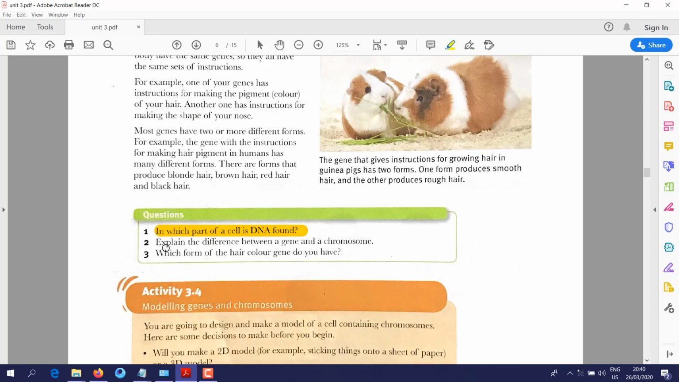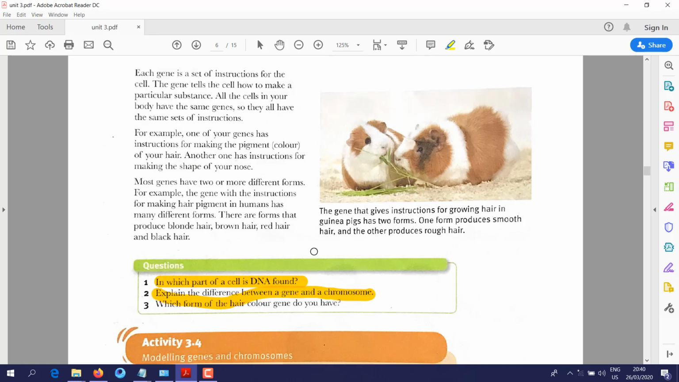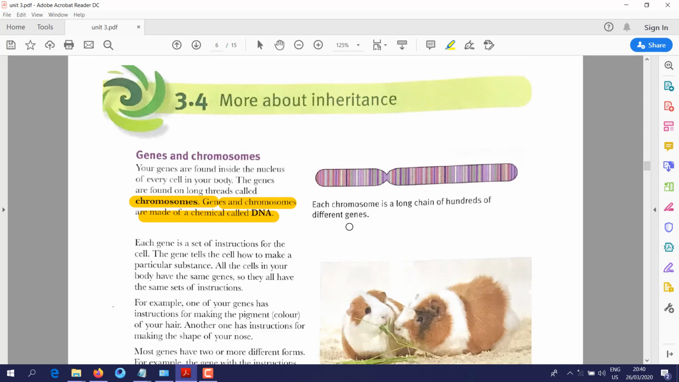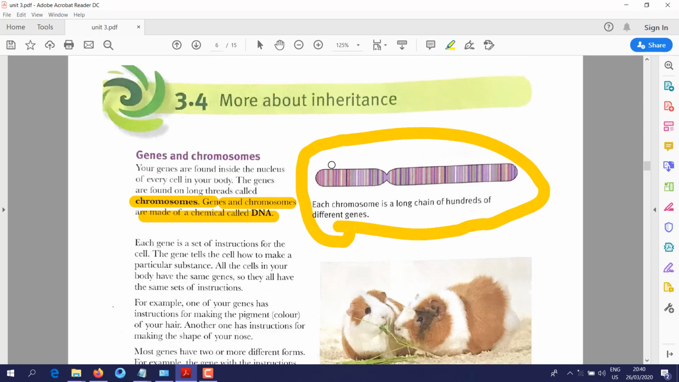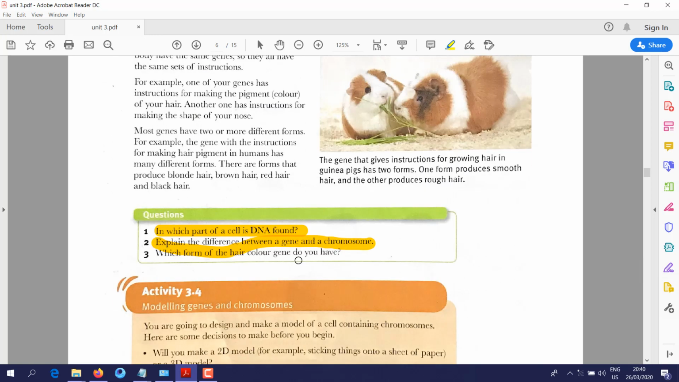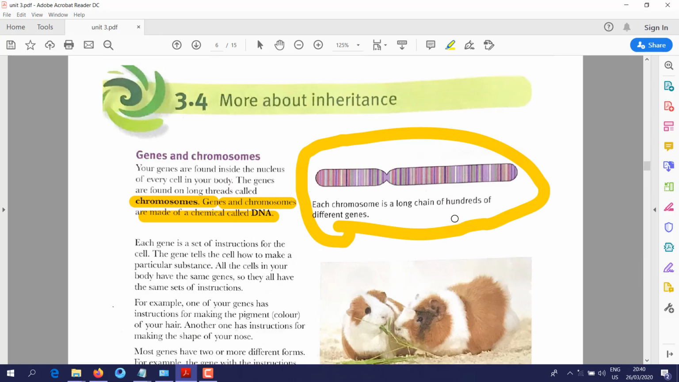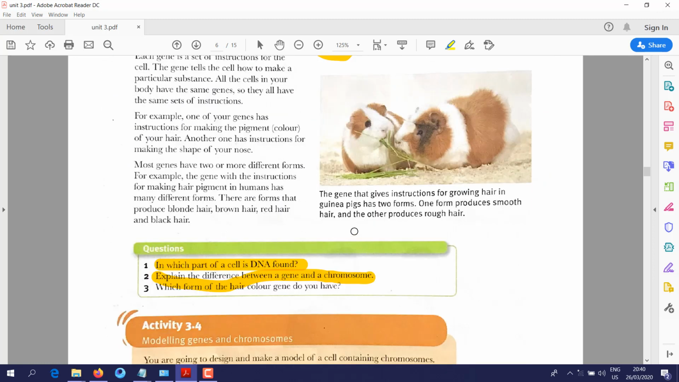Explain the difference between gene and chromosome. If we come back to this, firstly we call it a chromosome. If you focus on this chromosome, you will see it has many stripes or lines, different colors of lines. What do these lines represent? These lines represent the genes. So the difference between gene and chromosome is that each chromosome is made up of thousands of genes.